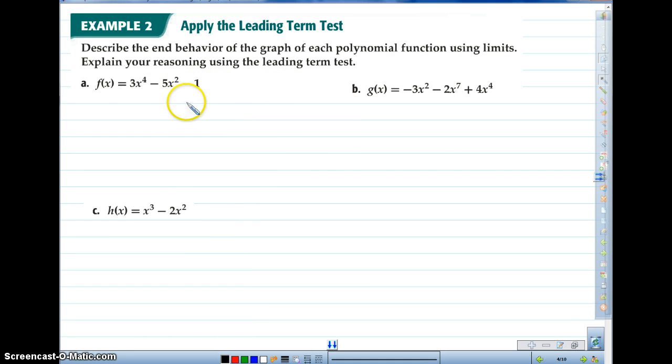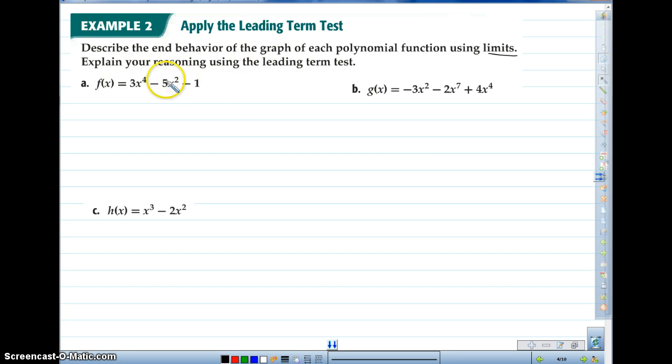If you didn't get a chance to copy down that table, you might want to just pause the video and go back and copy that into your notes, because I'm going to be using that table for these problems. Okay. For example 2, they want us to describe the end behavior of the graph of the polynomial function using limits. That's what we've been practicing doing from chapter 1. Explain your reasoning using the leading term test.